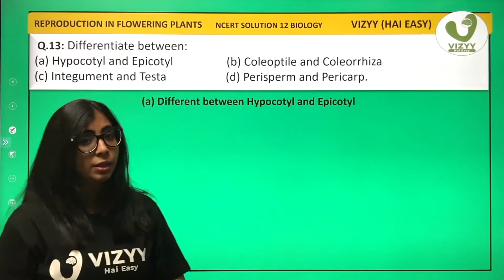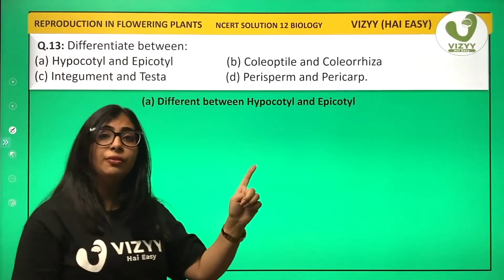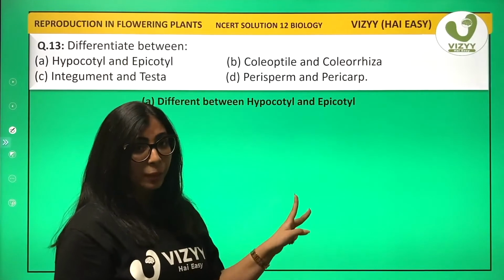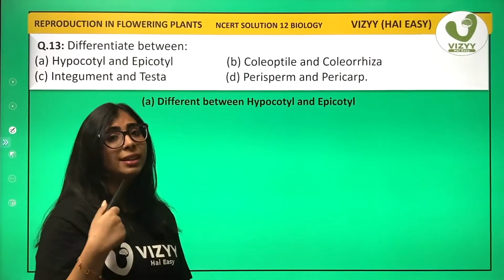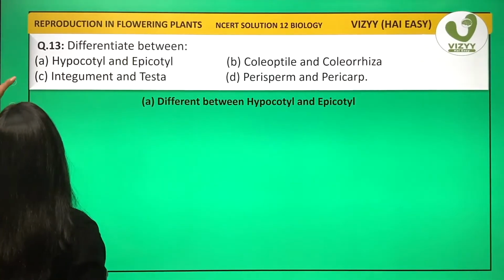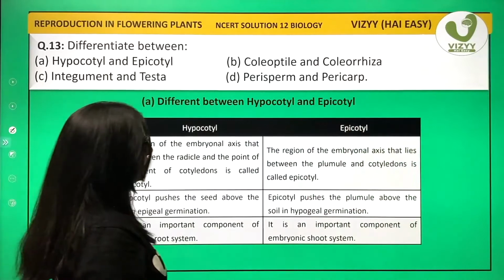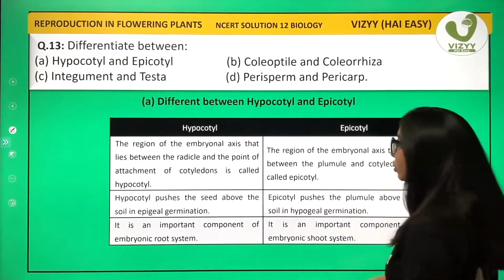4 differences. Let's start one by one. Each difference will be done in 2 specific ways: one is the classical method of writing a difference, and the other is categorizing it into columns. Let's start. First difference is between hypocotyl and epicotyl region.